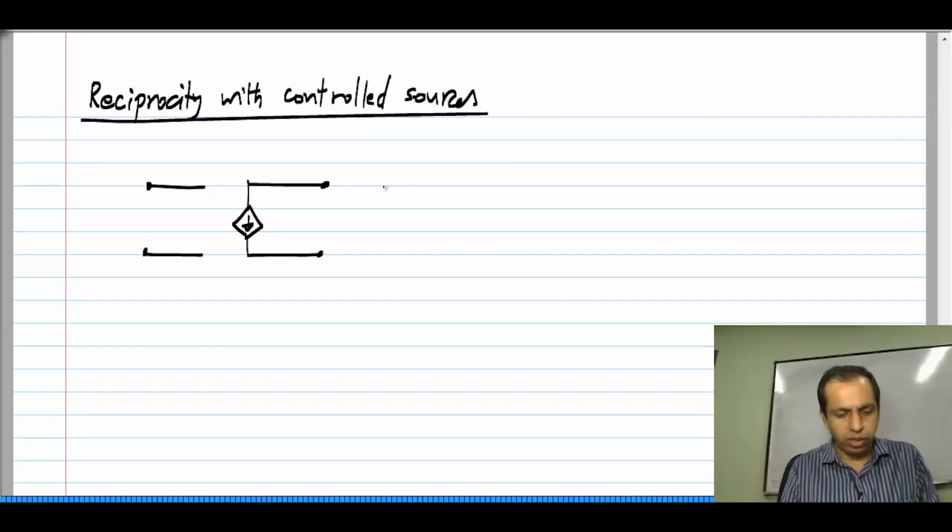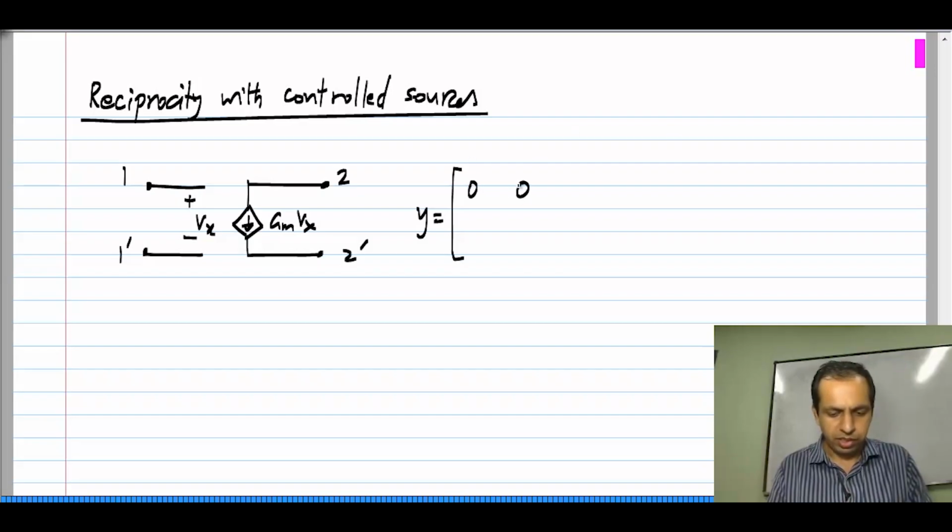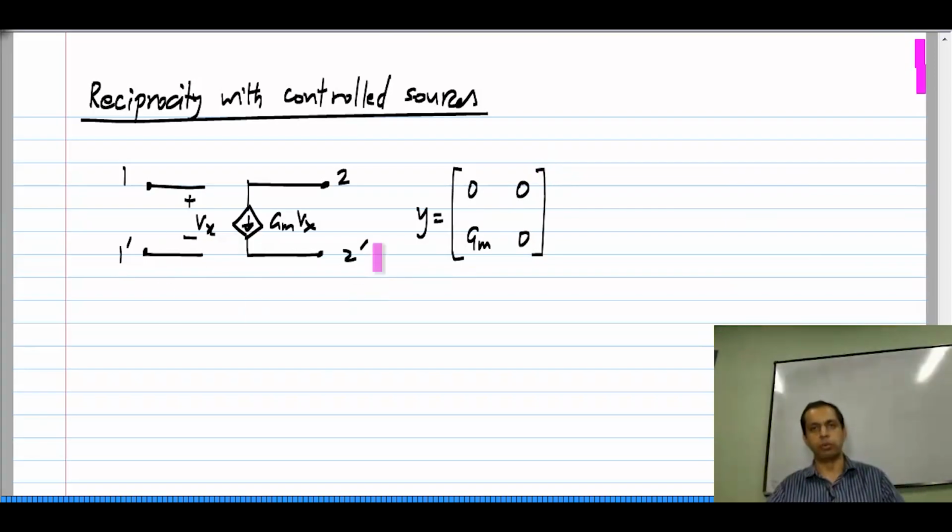Let us say I take only a voltage controlled current source. This is Vx and this is GmVx. If I define this to be my two port, I know that first of all the correct parameter set for describing this is the Y parameter set, and the Y parameters are these. Clearly it is non-reciprocal. So, a control source by itself is non-reciprocal.